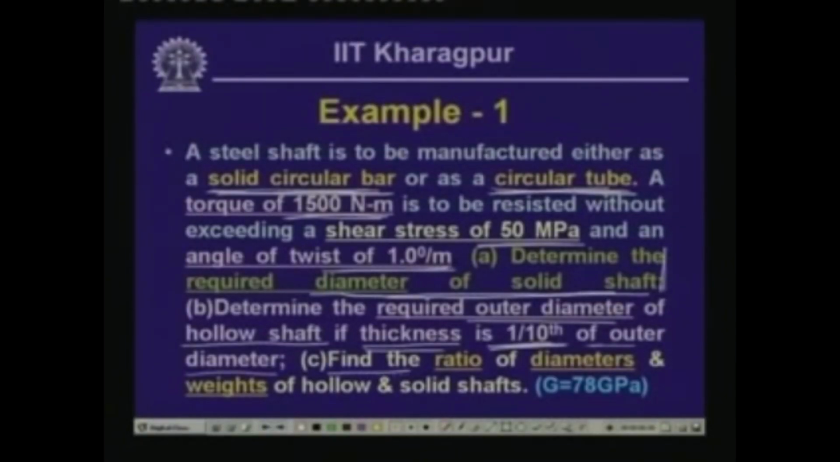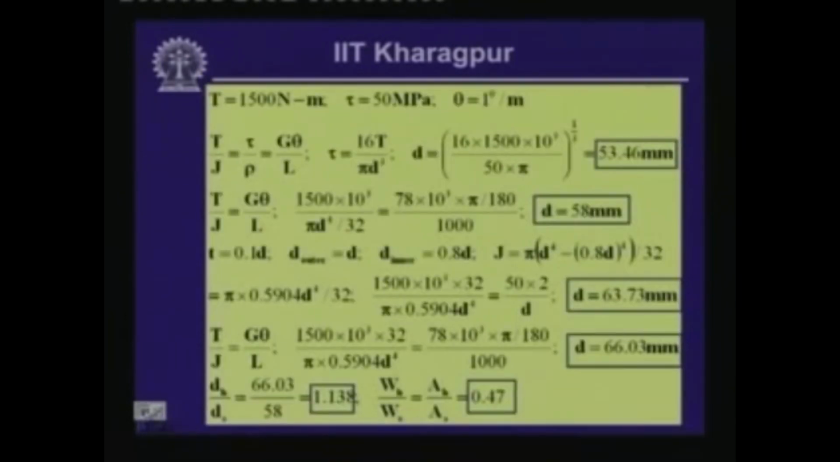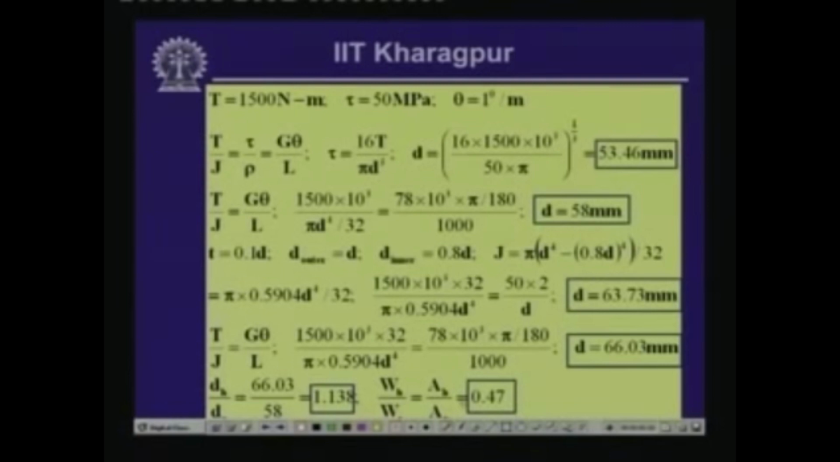You will also have to find out the ratio of diameters and weights. In fact, these will give us a comparison between the hollow and the solid shaft. So, let us look into this example. If we solve it, this is how it appears here.